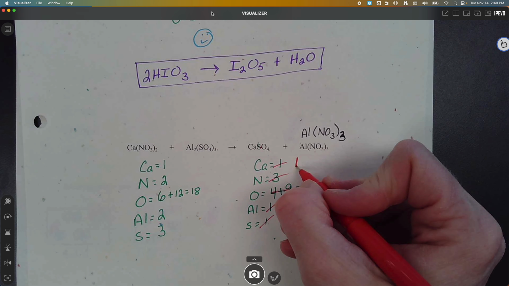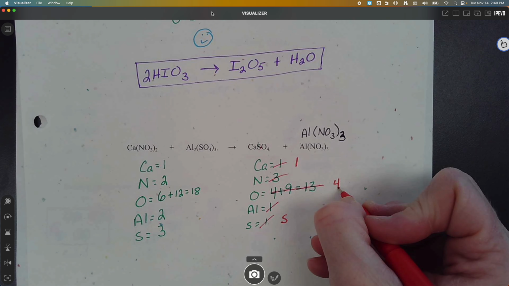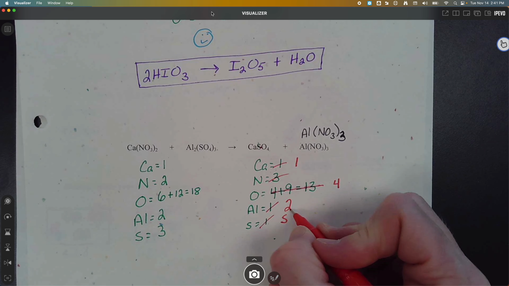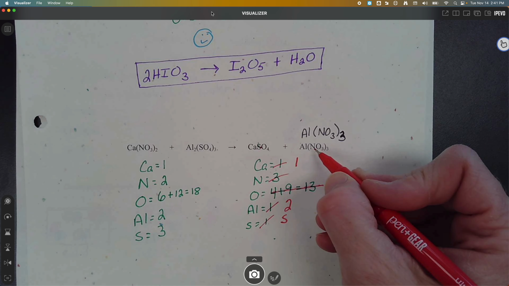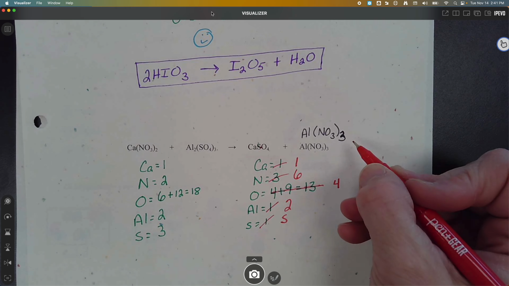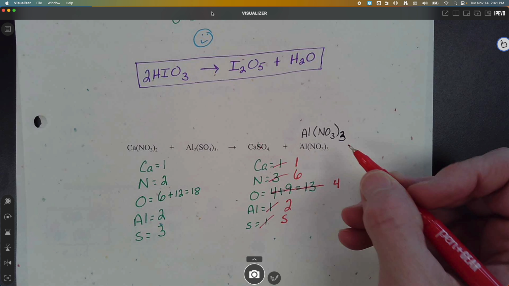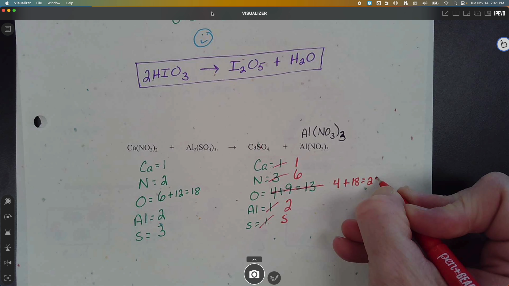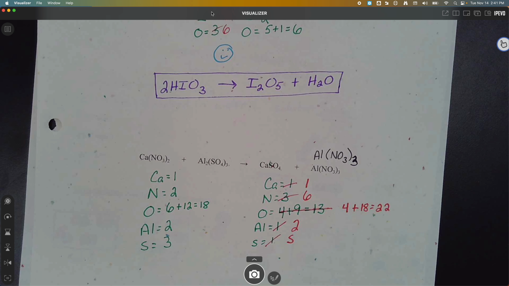We've got calcium for 1, sulfur for 1, oxygen for 4, aluminum 1, 2. Nitrogen, the 3 distributes in, so I have 3 here, 3 more below. I'm up to 6. Oxygen's the 3 distributes in, so I have 9 of them here and 9 more there. That's 18 more. I'm up to 22. I sure am glad I'm not trying to draw a picture of this.